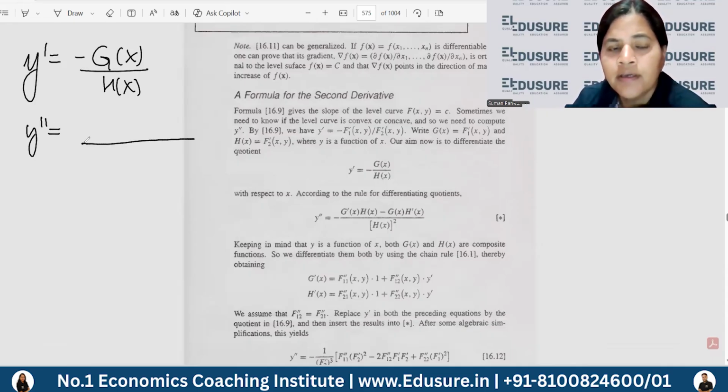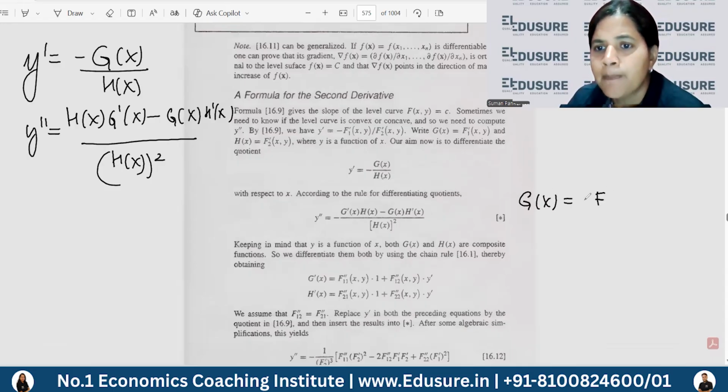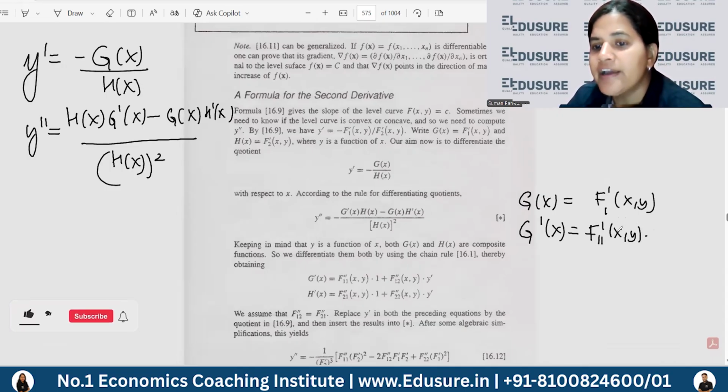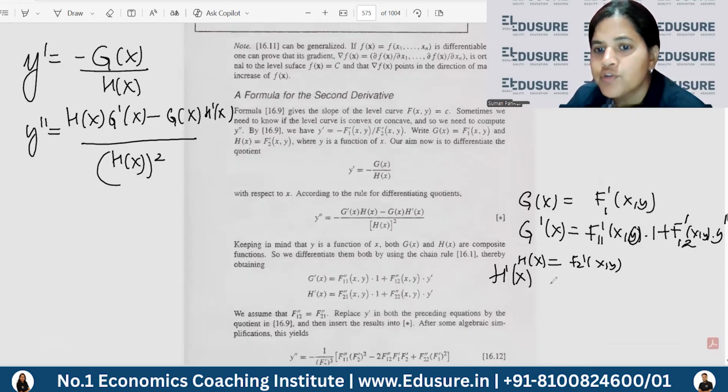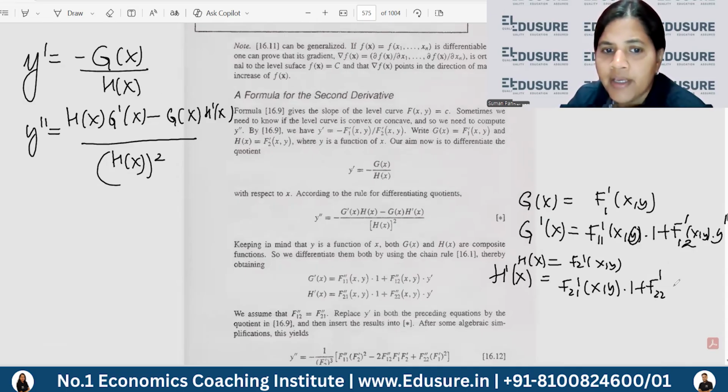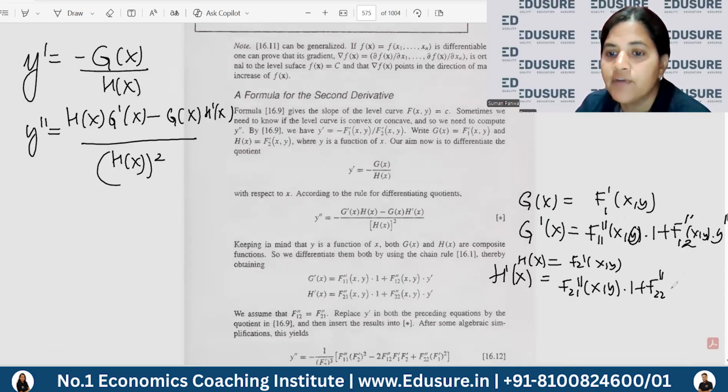So y double dash will be, by the quotient rule, h(x) squared, times h(x) g dash(x) minus g(x) h dash(x). Now what is your g(x)? g(x) was f1'(x, y). So when you do g dash(x), you are again differentiating with respect to x, so that is f11''(x, y) into d by dx of x, which is 1, and now f12'', differentiating partially with respect to y, times dy by dx, by the chain rule. Similarly, for h dash(x), what is h(x)? It is f2'(x, y). I differentiate with respect to the first variable, and then with respect to the second variable. We have double prime for the second derivative.